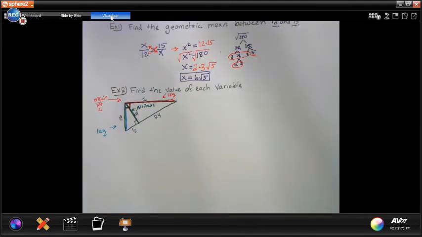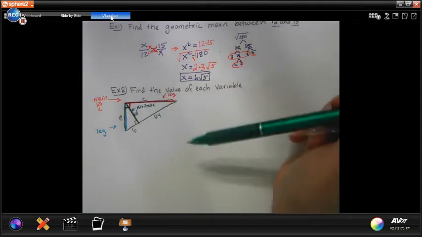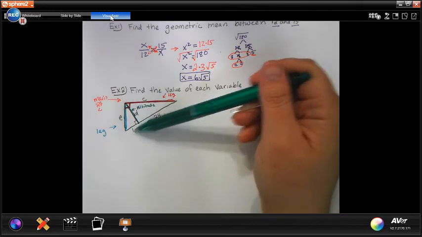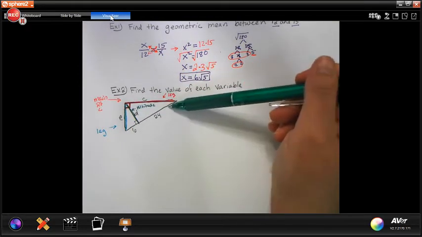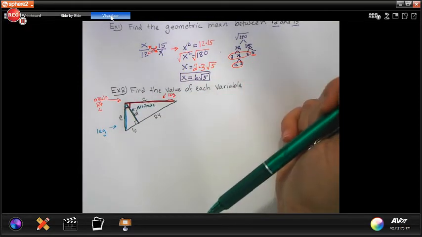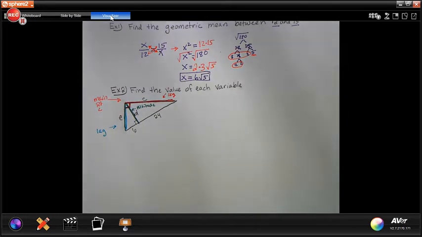Okay, we actually skipped a chapter, and the chapter that we skipped just identified what an altitude is. Altitude is perpendicular to the base. So it goes from the right angle here, the point of the triangle, perpendicular to the base. That's what an altitude is. Okay, so we have the 2 legs and we have an altitude. Each one of those are means. So the legs are a mean.